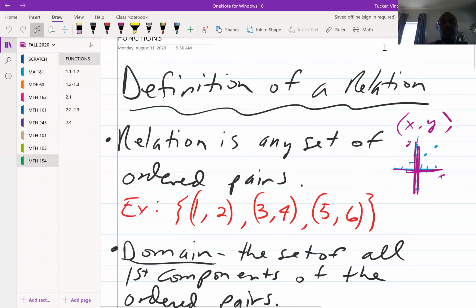All right, so we're going to start off with defining what a relation is. A relation is any set of ordered pairs. And don't forget your ordered pairs are made up of your x and y component. An example of that is (1, 2), (3, 4), and (5, 6).